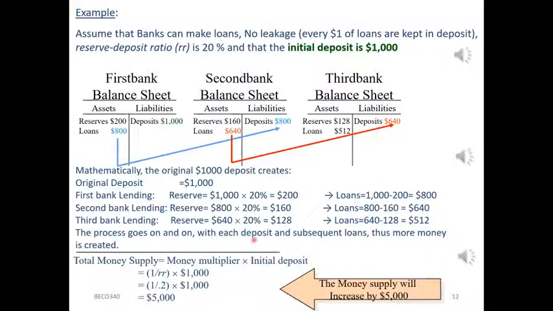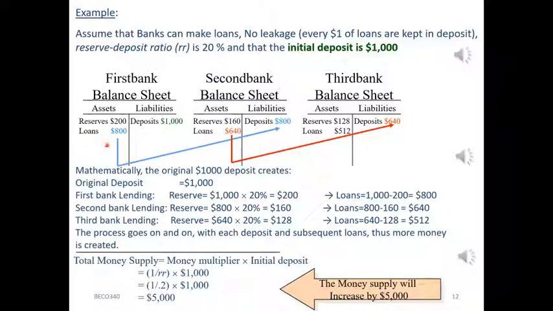A closer look at money creation. Assume each bank maintains a reserve deposit ratio of 20% and that the initial deposit is $1,000. The balance sheet assumes that the reserve deposit ratio, which is the fraction of deposits kept in reserve, is 20%. First Bank keeps $200 of the $1,000 in deposits in reserve and lends out the remaining $800.